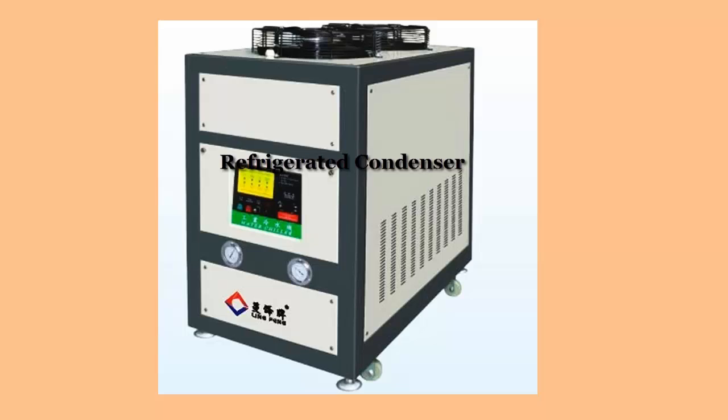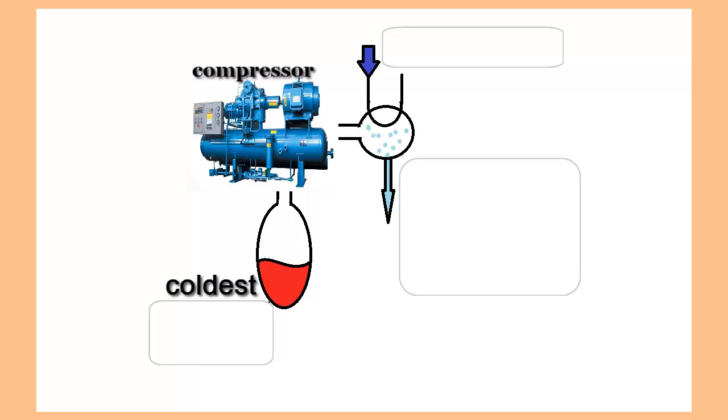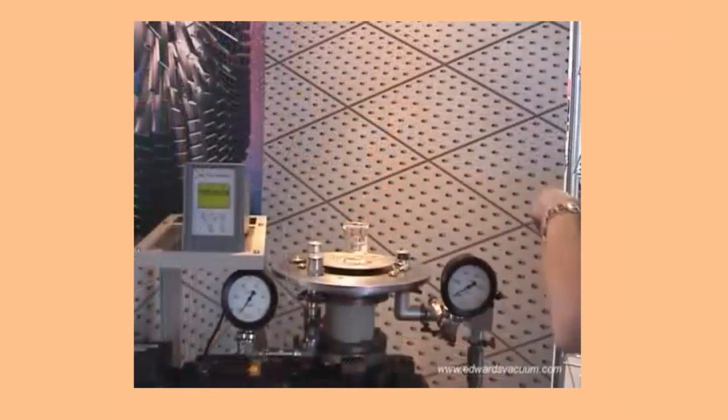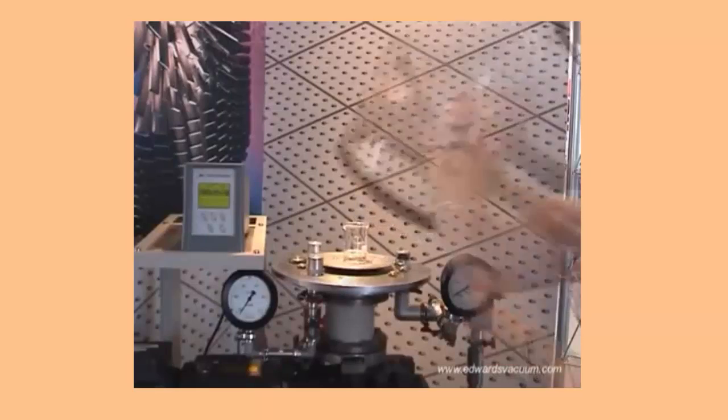But remember, we observed that another cause of temperature problems is coupling between evaporator and condenser. If they could be decoupled and operated at different pressures and temperatures, could low temperature distillation be achieved? In science class, we learned that a vacuum pump can cause a glass of water to boil at room temperature.